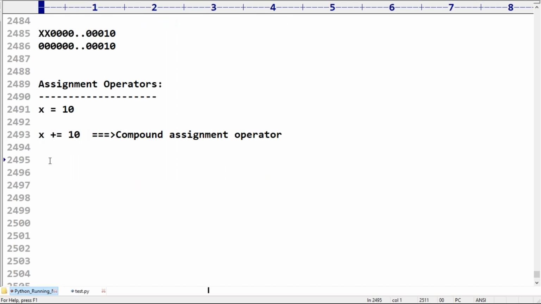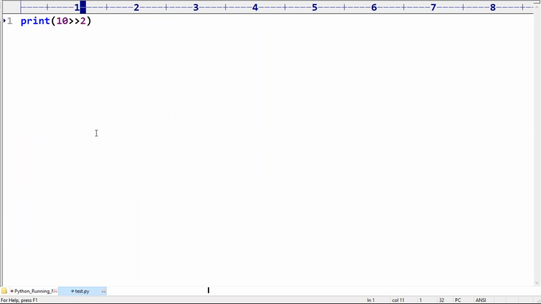So how is it going to work? Suppose here I'm trying to take x is equal to 10, sir. x is equal to 10. x plus equal to 10.